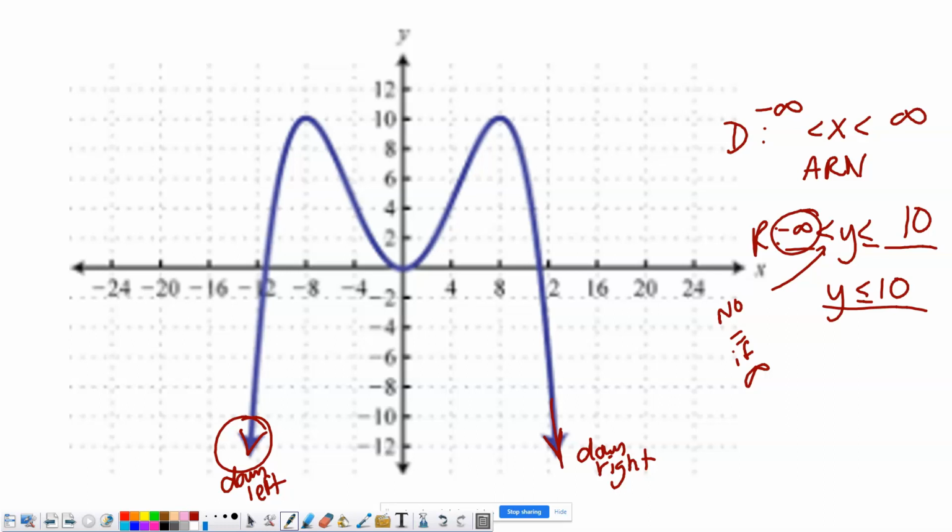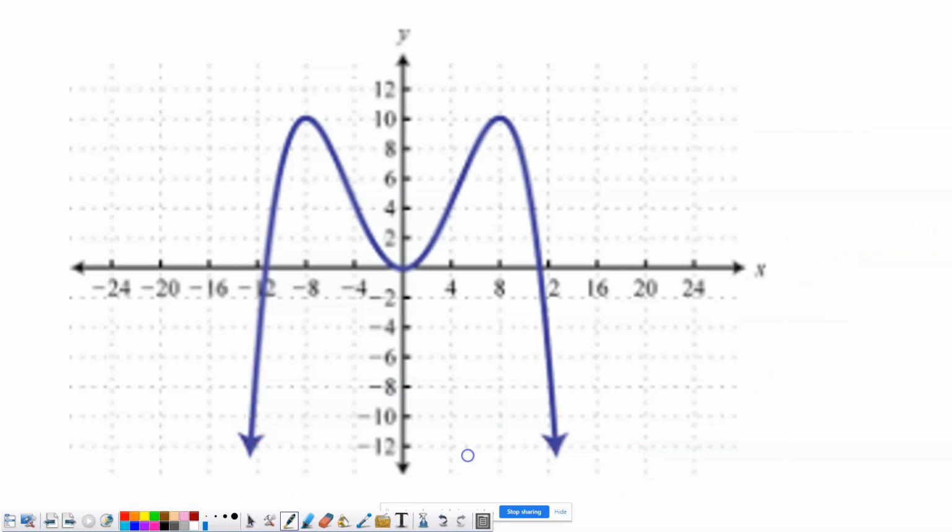All right. But I want to show you guys another way to write these notations here. So let me clean it up a little bit. So my first one looked like this.